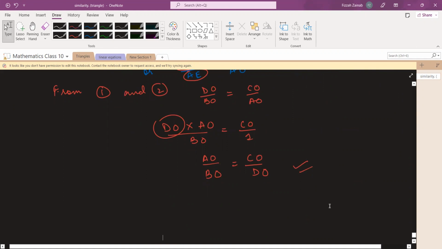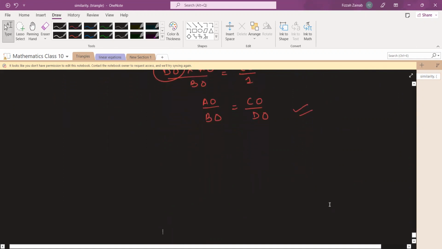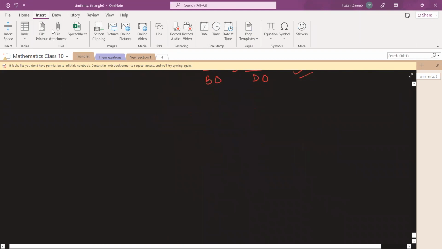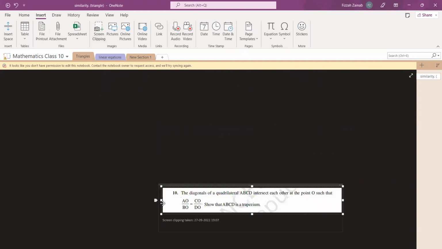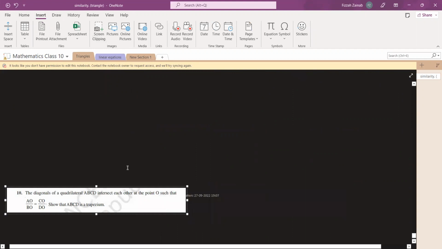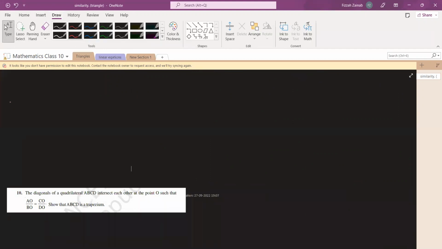Next question. The next question is exactly opposite of this question. Now see here, this is question number 10. So this time what is given here? The diagonals of a quadrilateral ABCD intersect each other at point O such that, so the result which we have just shown, it is already given, right? And you have to show this time that ABCD is a trapezium. So it's just the inverse question, right?